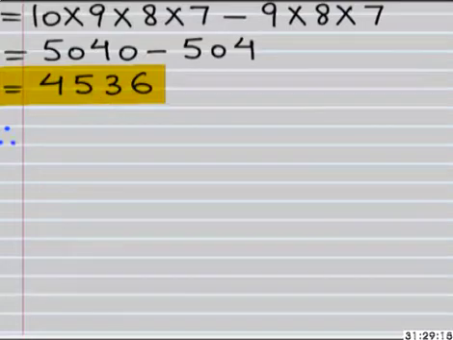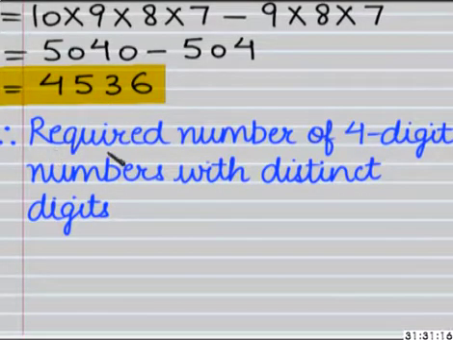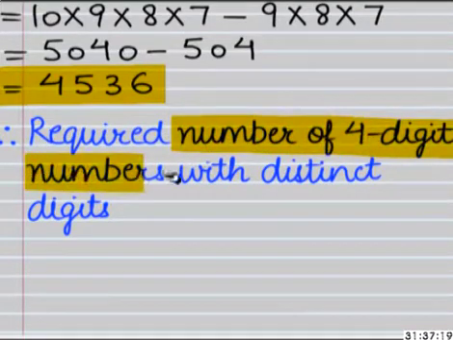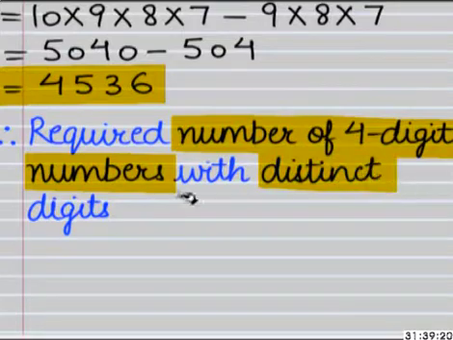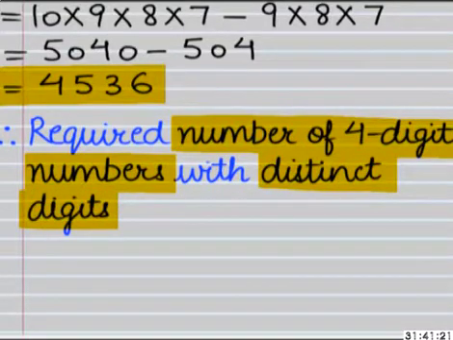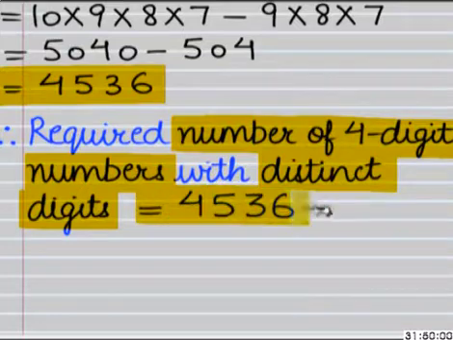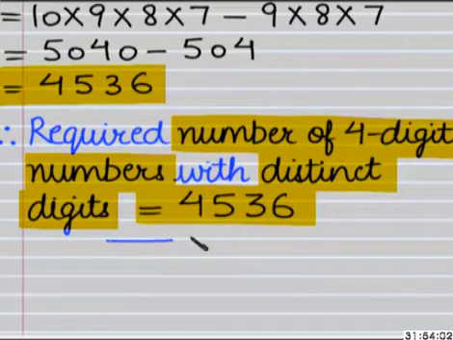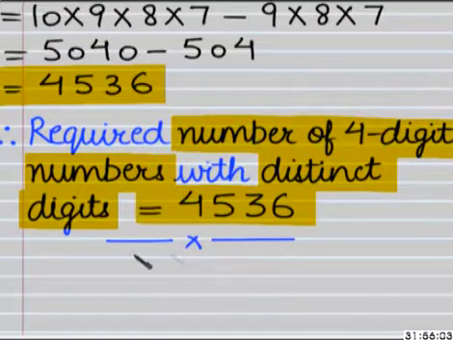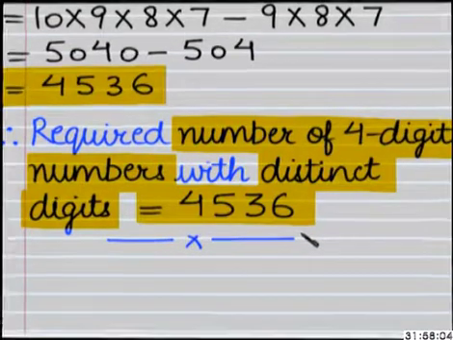Therefore, required number of 4-digit numbers with distinct digits is equal to 4536. Hence, this is the required solution.